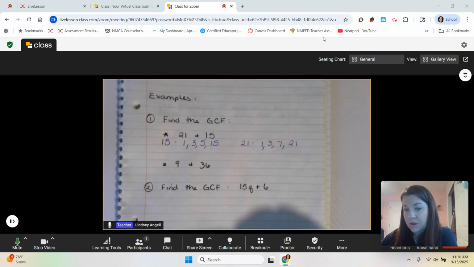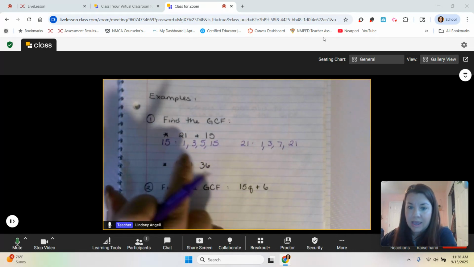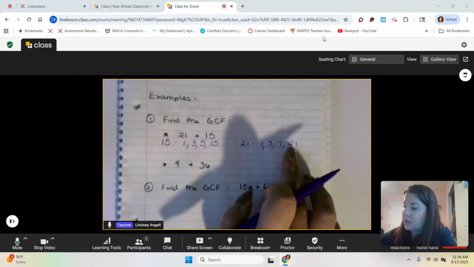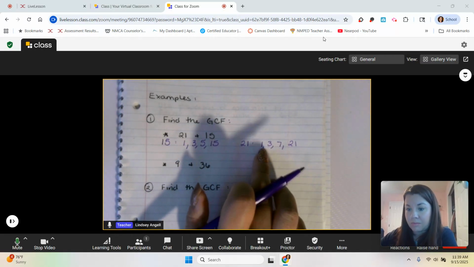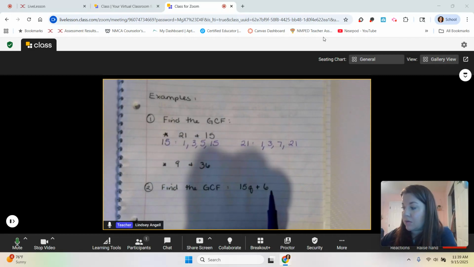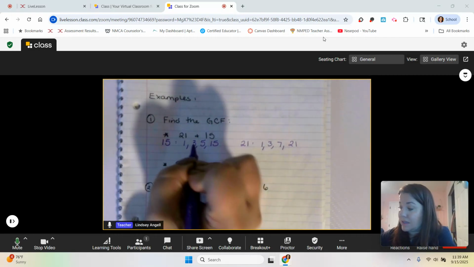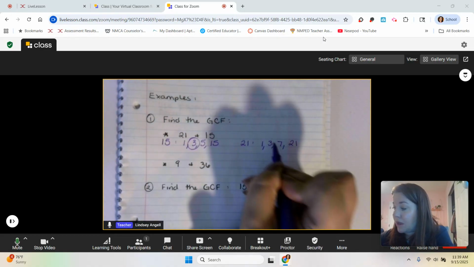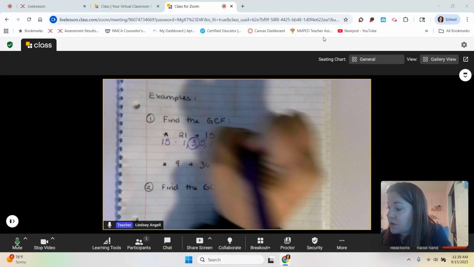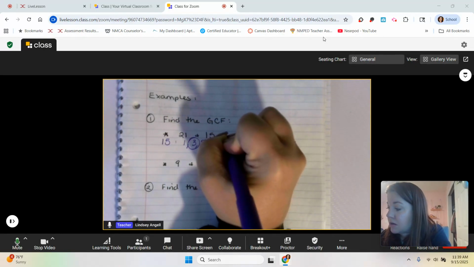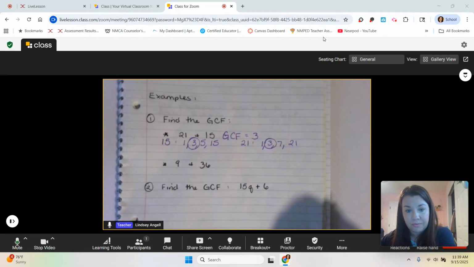Okay, so those are all the numbers that 15 can be divided by and get a whole number as your answer. These are all the numbers that 21 can be divided by and get a whole number as your answer. So what we're looking for is the largest number between both lists. In this case, that's the number 3. That's the largest number that matches for both of those. So you can say GCF equals 3.